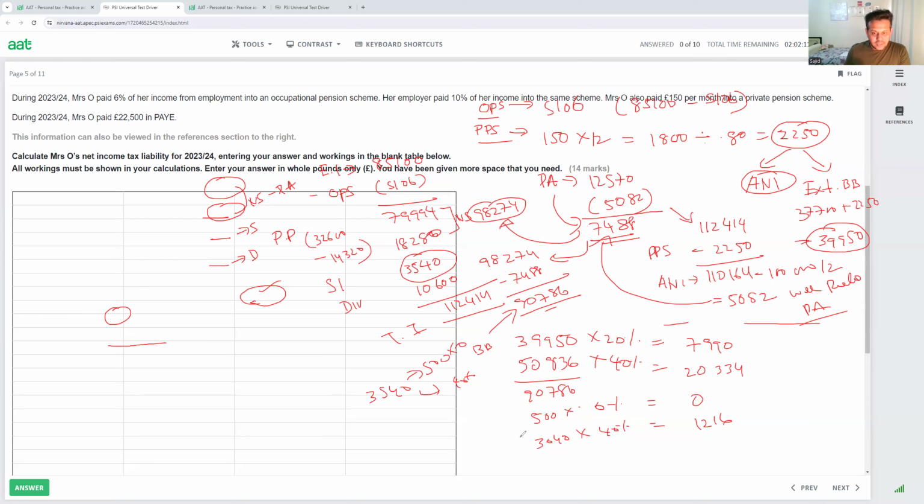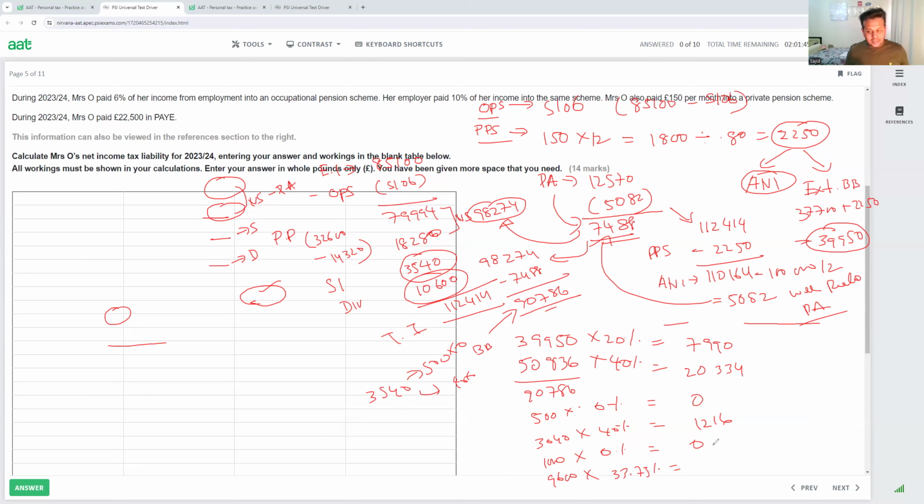And then we have a dividend. Remember that dividend is always 1,000 tax-free, regardless of what type of taxpayer I am. So this is 0. From 10,600, if we minus the 1,000, we have 9,600. And that will be my high rate, 33.75.